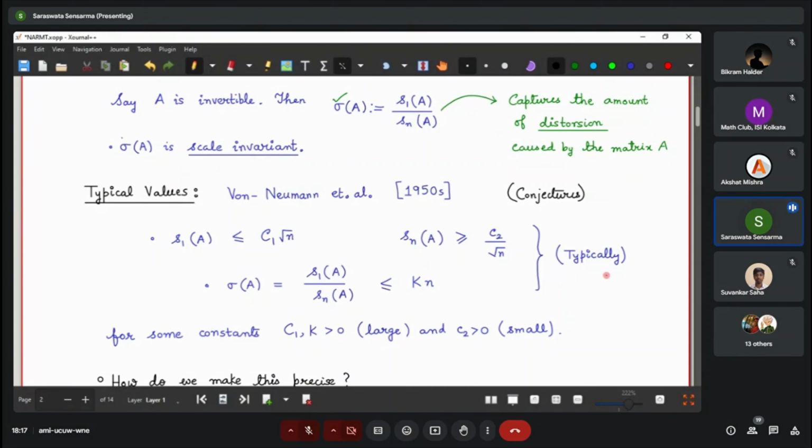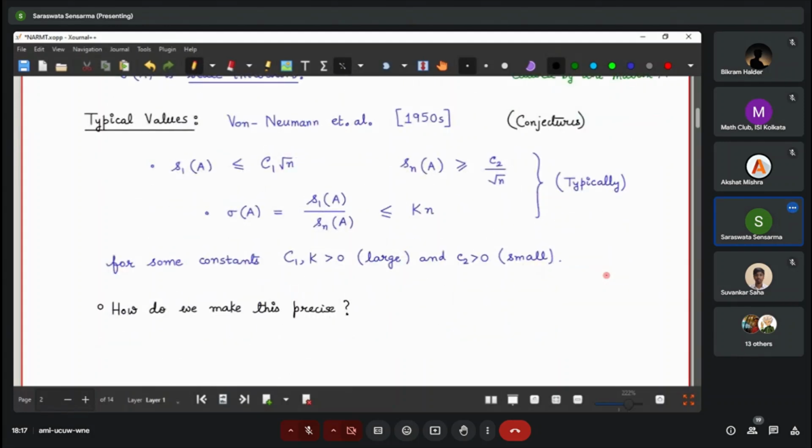How do you quantify this notion that, okay, typically if I take a matrix, this is what I would observe? How to make this precise? That is where probability comes in. That is why we need random matrices. Random matrices come up in various places, but in this particular problem, this is where randomness enters.